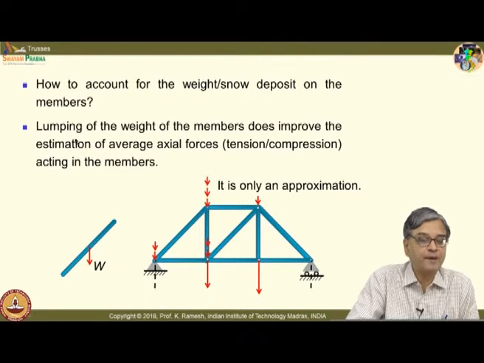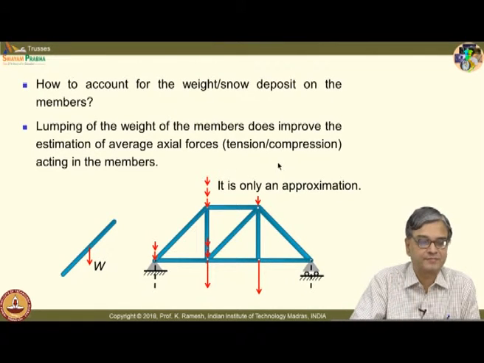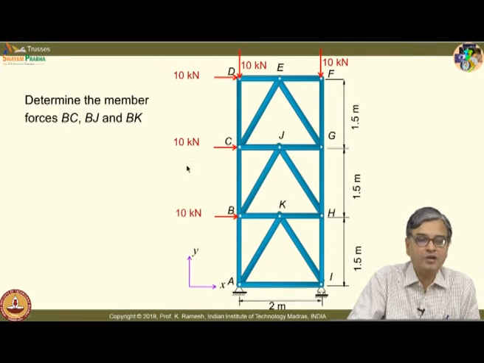So, this is called lumping of the weight of the members, and it does improve the estimation of average axial forces. So, it is acceptable. You still maintain the simplicity of your analysis, and slightly improve your estimates. And now we will move on to solving another problem.